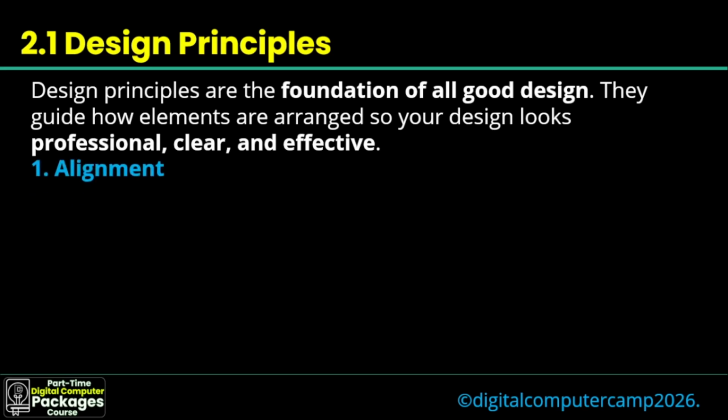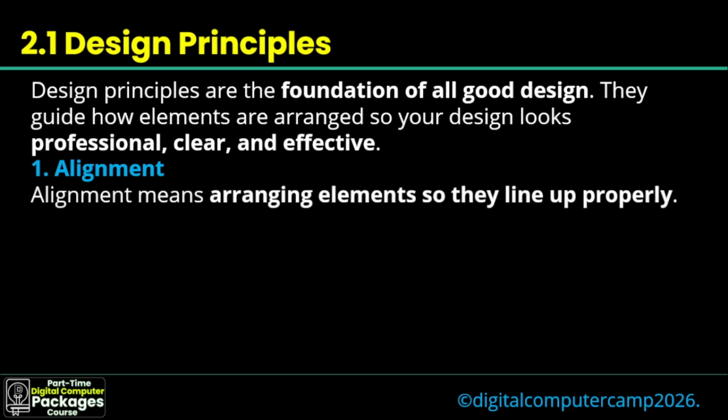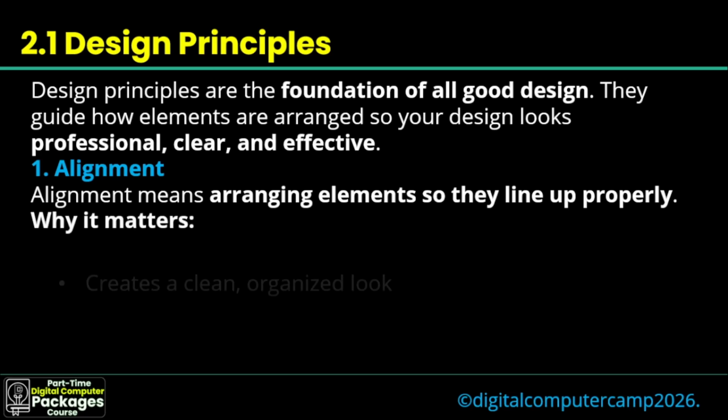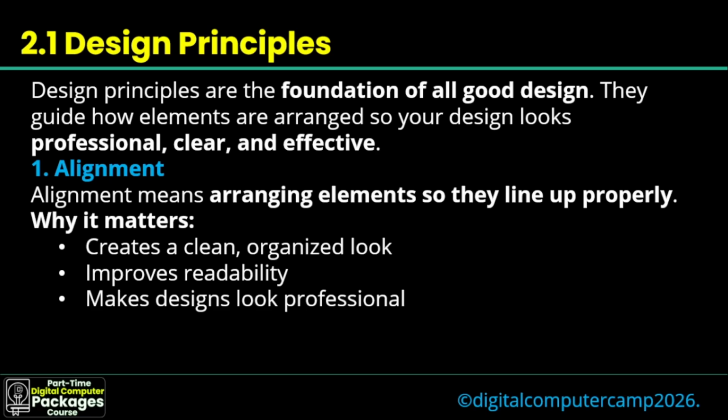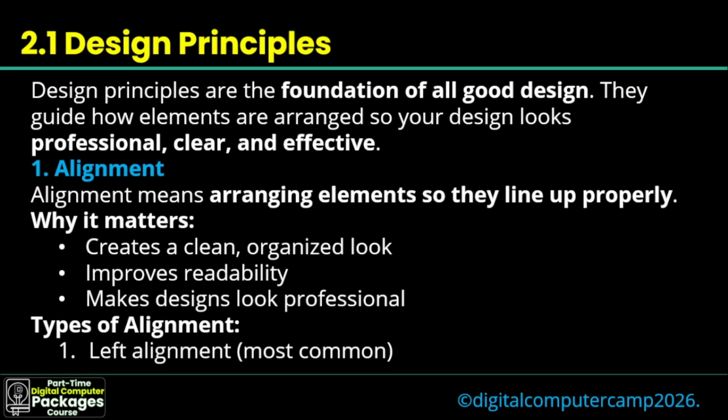The design principle number 1 is called alignment, all right? Alignment means arranging elements so they line up properly, all right? Why it matters? It creates a clean, organized look for your design. It improves, for example, the readability of your design. It makes the design look professional, and for the types of alignment, for example, the left alignment. This one is the most common. For example, this presentation that you see is left alignment. You see, the lines of the text are not equal. This one is the left alignment, and it is the most common, all right?